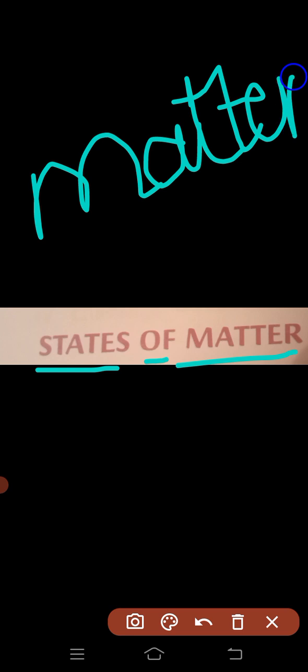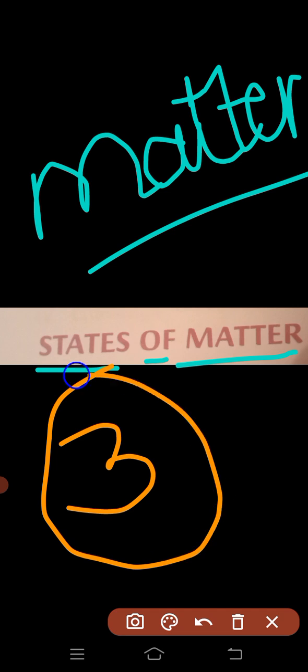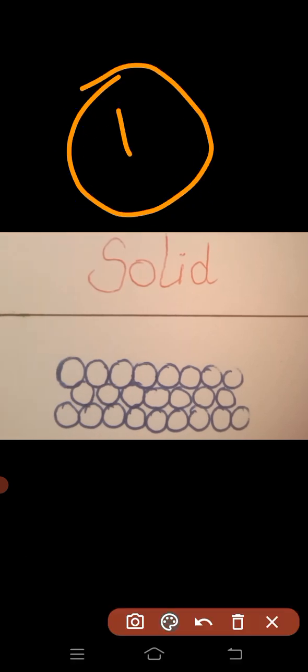Now we are going to learn the states of matter. Matter, we already learned, right? What is matter? It occupies some space and it has mass. There are three states of matter. So what are they? We are going to learn. The first one is solid. So what is a solid?